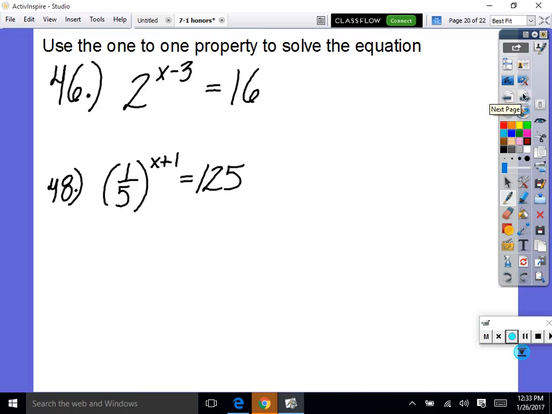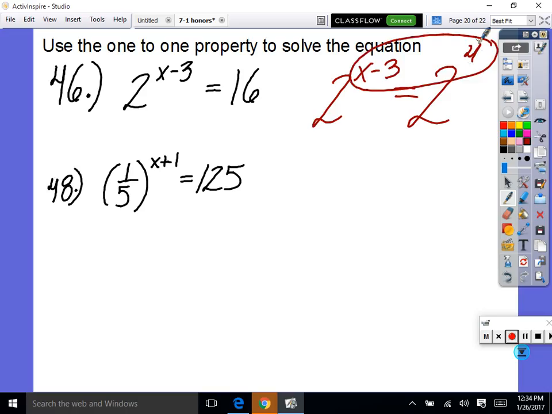So if I said to you solve for x, we don't want to have to just do trial and error. I want to see some work. So this is 2 raised to the x minus 3. Let's write 16 as base 2. So 2 to the what power equals 16? 4. So we have this. Since we have base 2, we can now just set those equal and solve. So x minus 3 equals 4. Solve for x. X equals 7, right?